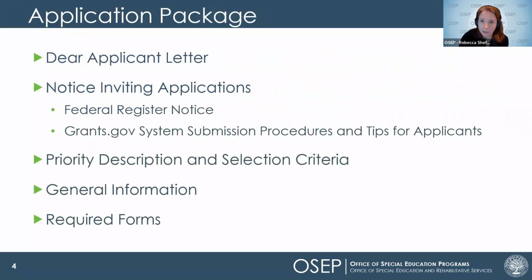The application package will soon be available on grants.gov. It contains the most comprehensive information on how to apply. In it, you will find a Dear Applicant letter from the Director of OSEP's Research to Practice Division. The package includes important information about the submission procedures using the grants.gov system. The package also contains the detailed selection criteria that will be used to judge the quality of the applications, as well as general information and all required forms. Please read the application package carefully.